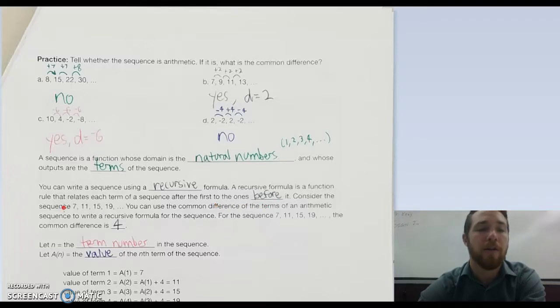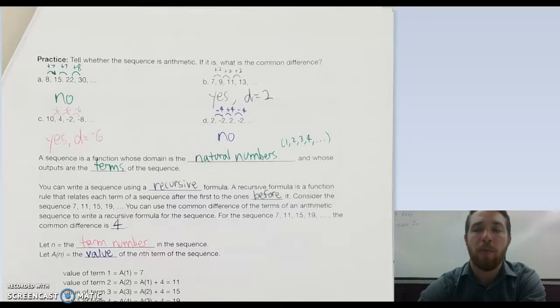So if I consider this sequence, 7, 11, 15, 19, we can use the common difference of the terms of that arithmetic sequence to write a recursive formula for the sequence. And for that sequence, the common difference was 4. To go from one number to the next always looks like I am adding 4.